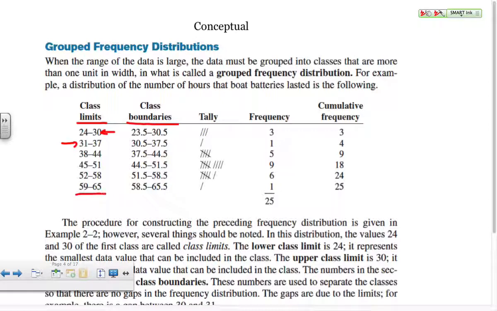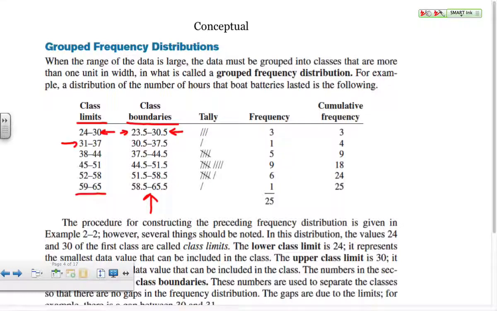That's super important. Then we have something called class boundaries. That's for when the data is continuous, meaning there is no in between, because there's a gap between 30 and 31. How can we represent that? This one is really easy. It's kind of bizarre, but it's easy to figure out. We subtract 0.5 from the lowest number, so it becomes 23.5, and we add 0.5 to the highest number. Then it gets easy after that.